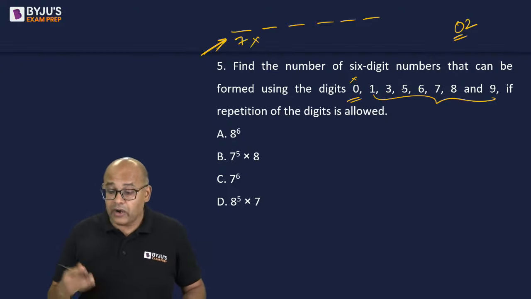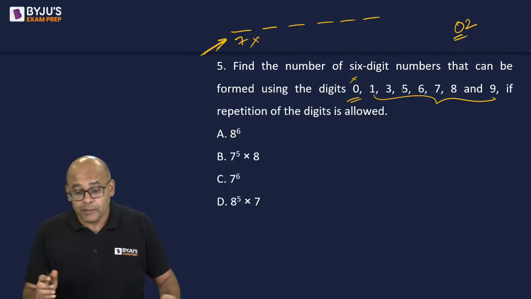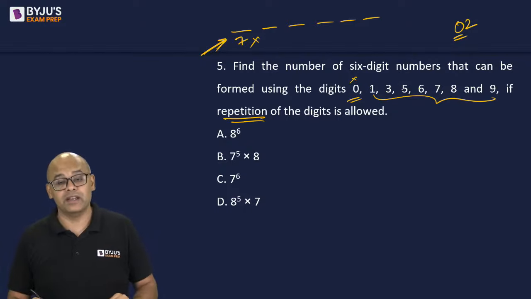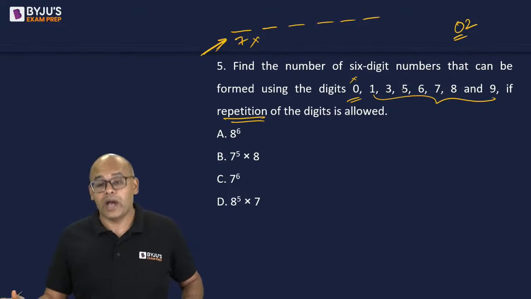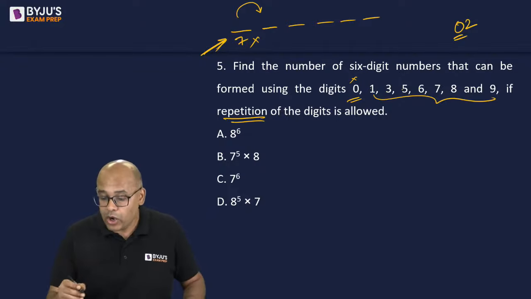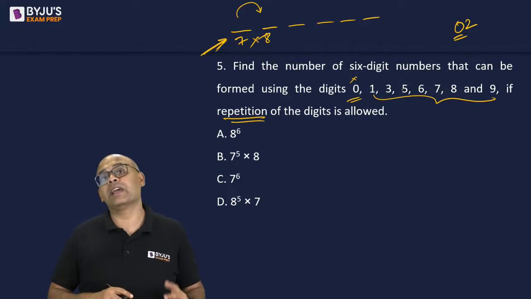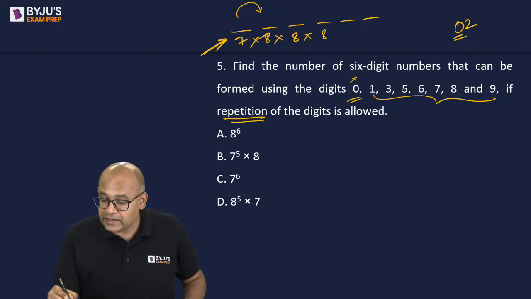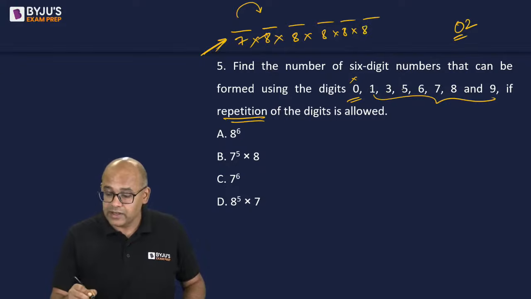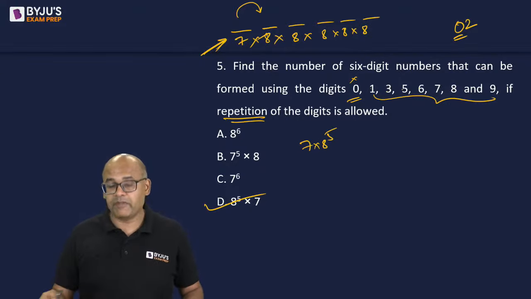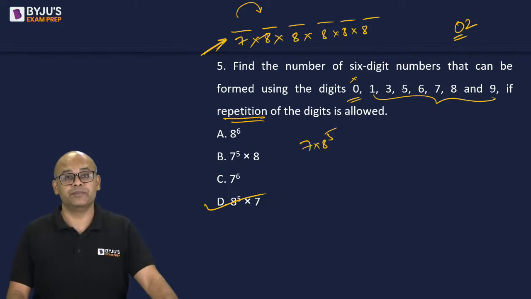And now you are going to the other digit. But here repetition is allowed. Repetition is allowed means you can use the same number again. So now there is no problem with 0 and this number can again come back. So totally how many numbers are available for me? All 8 numbers are available. I can pick any one of the 8. And again 8. And 8. And 8. And 8. So your answer is 7 into 8 power 5, which is option D.